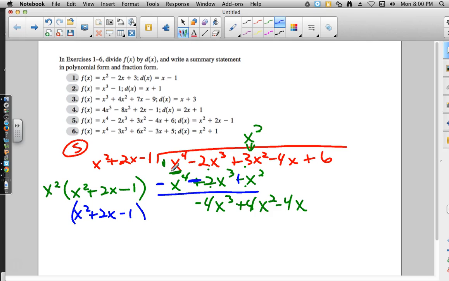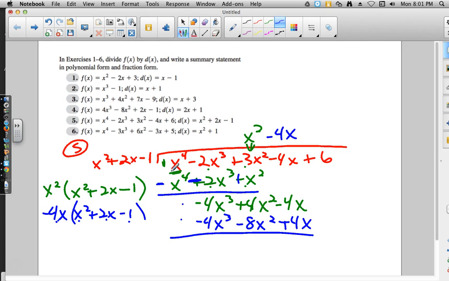Now I need a negative 4x cubed, so I'm going to need a negative 4 and an x to multiply through, because what I need to happen is to get that negative 4x cubed for my first term, and that will do it. So I go ahead and multiply that out. Negative 4x times x squared is negative 4x cubed. Negative 4x times 2x is negative 8x squared. And then negative 4x times negative 1 would be plus a 4x. Now that did work. We do see that those two terms are the same, so we're going to go ahead and put that minus 4x that just worked up on top above the other x term.